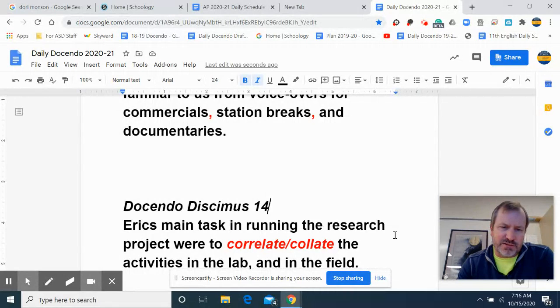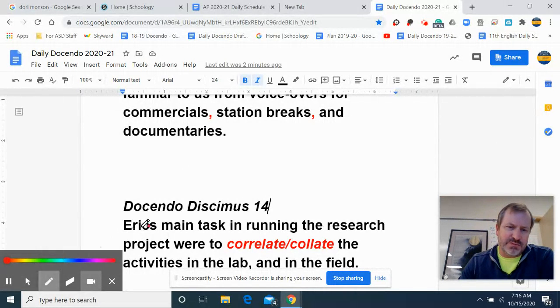So Eric's main task, it looks like we have some possession here, right? So clearly we need an apostrophe. We're talking about Eric singular, so apostrophe between the C and the S. Eric's main task in running the research project were.